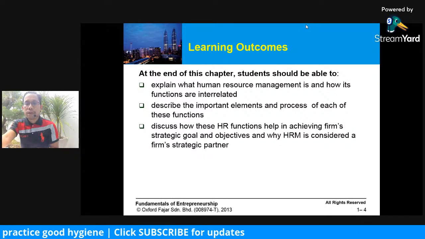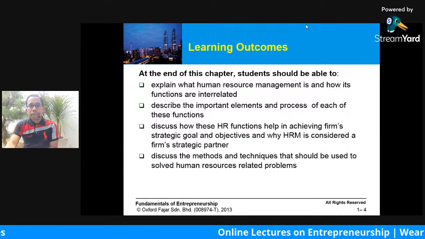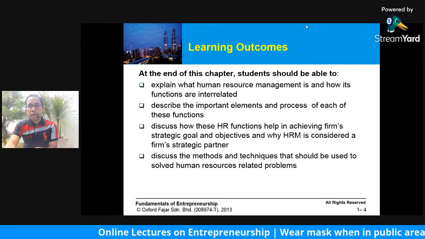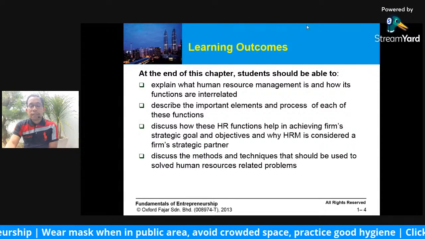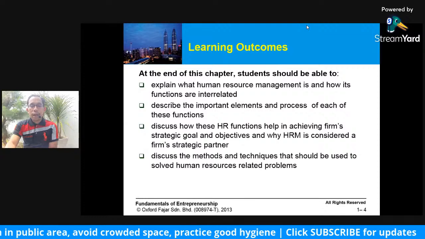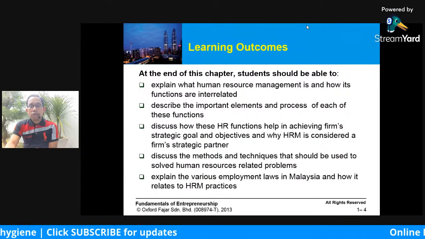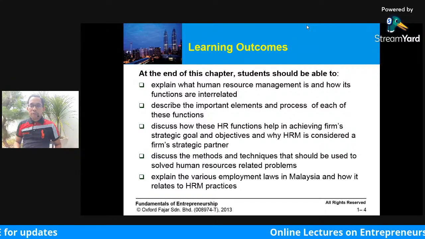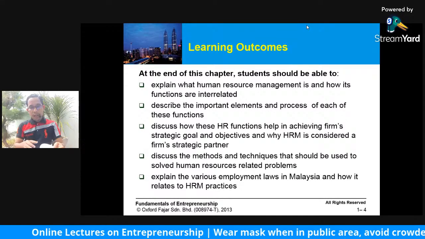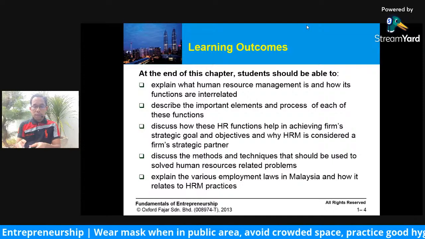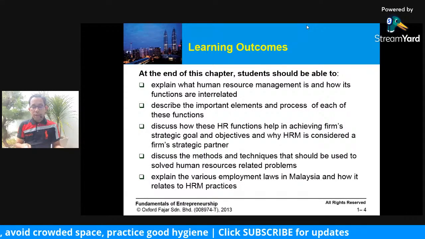You can discuss how these HR functions help in achieving the firm's strategic goals and objectives, and why it is considered a firm strategic partner. And also you can discuss the methods and techniques that should be used to solve any dispute, any problem, any conflict that arises in your business. I added some information regarding how to handle people problems. You can also explain the various employment laws in Malaysia and how they relate to HRM practice. We have some laws described in this book, written by Sori Arifin, Ismail, and also Zarita, the fundamentals of entrepreneurship.